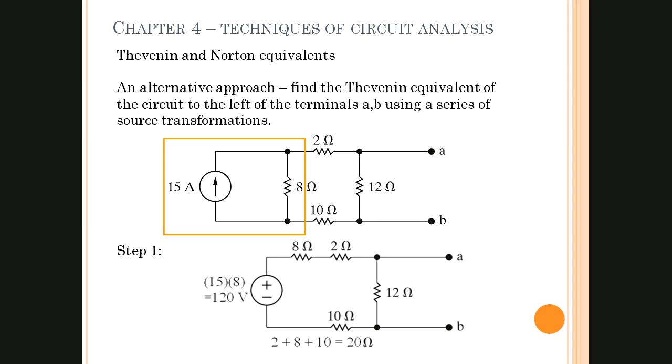So then we redraw the circuit with a voltage source, and we keep that same 8 ohm resistor because that was part of our initial calculation. So now we've turned what we have right up here on top, the 15 amp source with the 8 ohm in parallel, into a voltage source, 120 volts, with an 8 ohm in series.